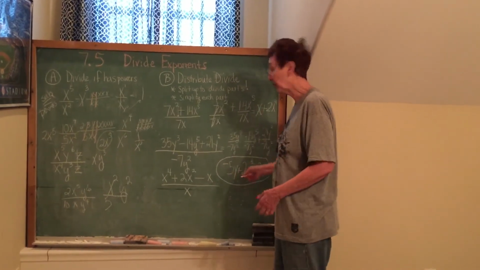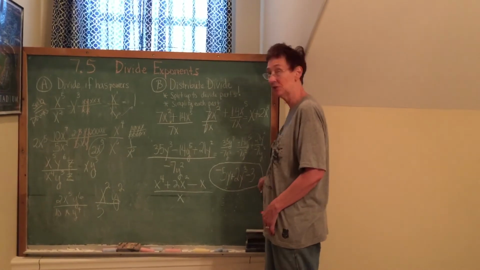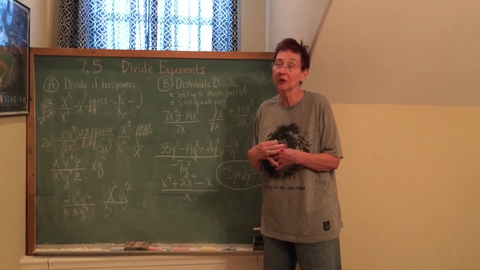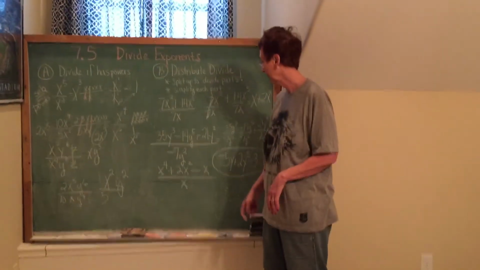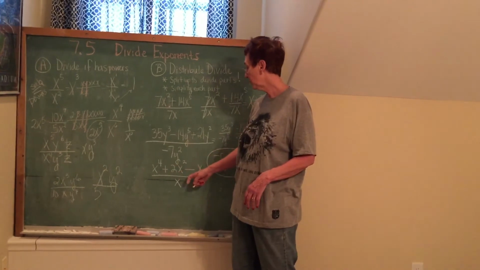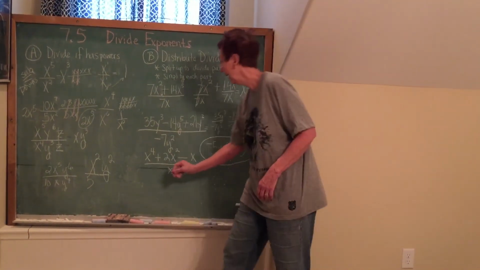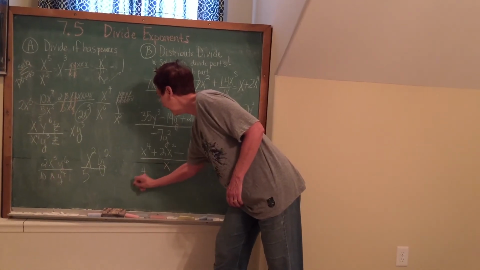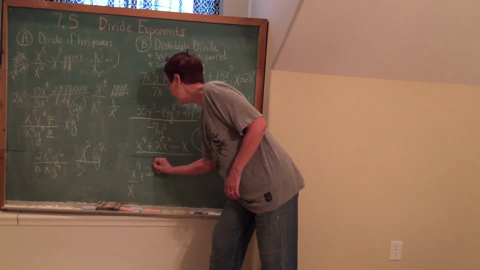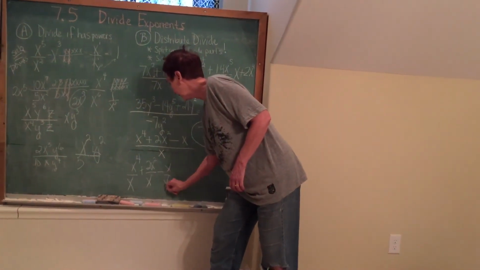So I can't combine like terms because this is a y cubed, and this is a 3, so I have to leave it that way. Remember, you can't put them all together if the powers aren't the same. For our final example, if you have x to the 4th plus 2x squared minus x, and I'm dividing the whole thing by x, I'm going to split it up: x to the 4th over x plus 2x squared over x minus x over x.